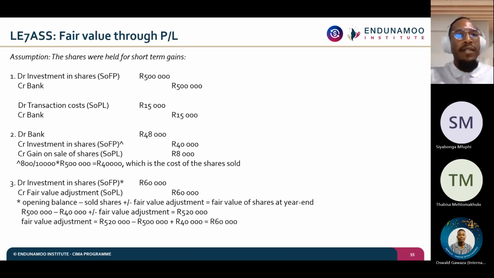If a normal business sells pens, the cost of sales goes through P&L, the profit goes through P&L, because the entity is holding these pens for short-term gains as inventory. The same applies with these financial instruments. If an entity is holding these shares for short-term gains, that means the cost should ultimately go through P&L and the gains should go through P&L. That's why the gain on the sale is 8,000 here and the fair value adjustment goes through P&L to increase the cost of the investment. Is it clear? Understood.